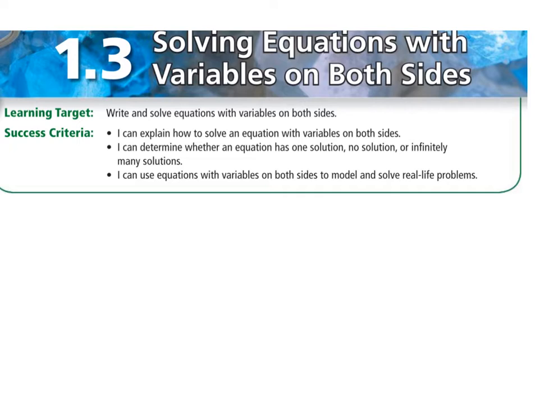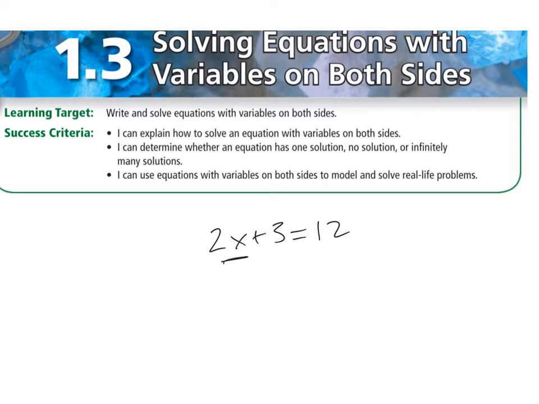So up until now, we've been solving equations in the form 2x plus 3 equals 12, where we have an x over here that we need to isolate. Hopefully we've gotten that down by now. If not, you can rewatch 1.2.